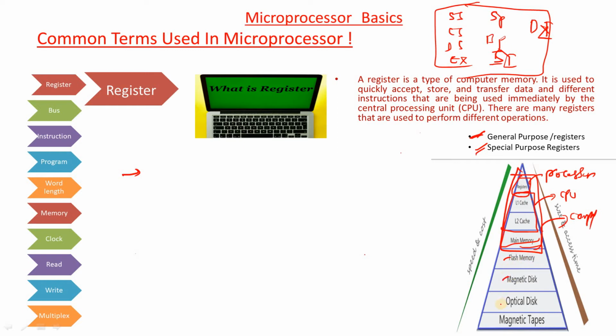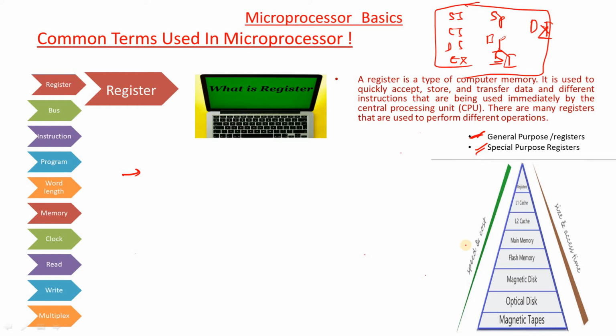Flash memory, magnetic disk, optical disk, magnetic tapes, this is completely external memory or secondary memory or auxiliary memory. That means secondary memory, and this is primary memory. Primary memory has some fixed length. There is no limit for secondary storage memories.